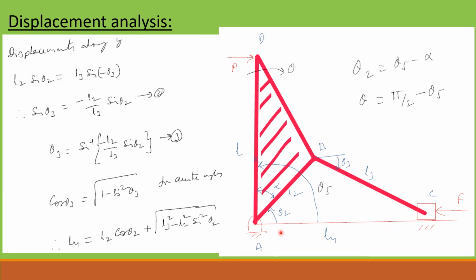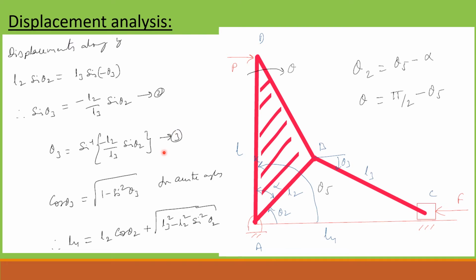Now let us see displacements along y. L2 sin theta 2 equal to L3 sin minus theta 3. So sin theta 3 can be written as minus L2 by L3 sin theta 2. Let us call that equation number 2. So from this we get theta 3 equal to sin inverse of minus L2 by L3 sin theta 2. Let us call that equation 3.